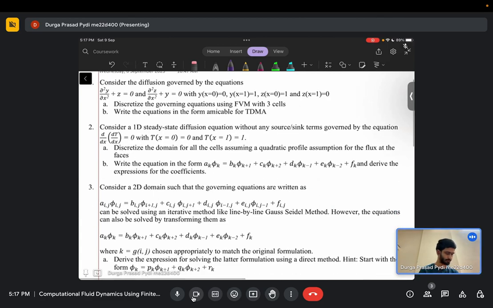And now we'll go to the next question. The next one is also a fairly standard question, again the same setup. We take a 1D steady state diffusion equation without any source or sink terms, and we have Dirichlet boundary conditions. The only difference between the previous sessions and this one is that now we will be dealing with a quadratic profile.